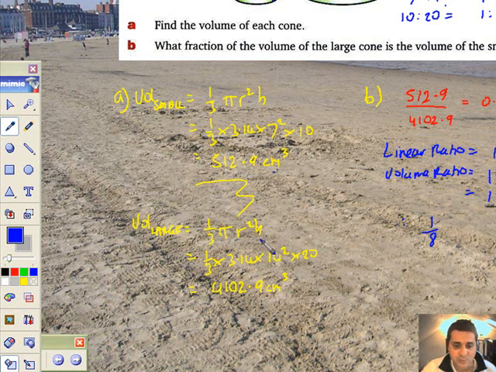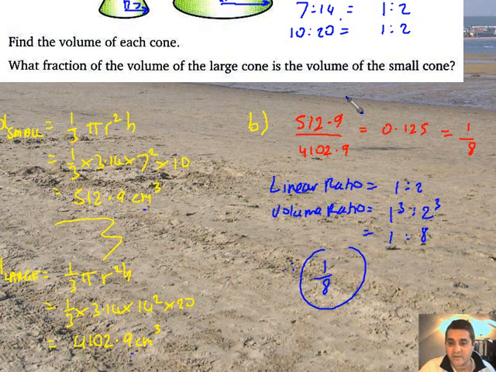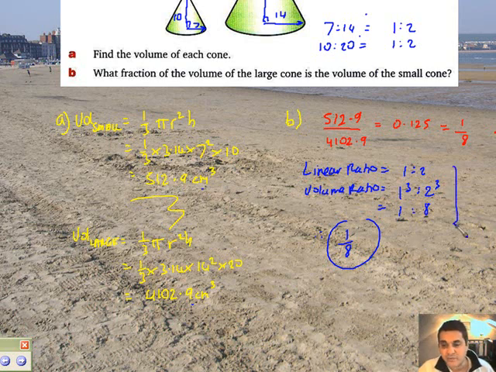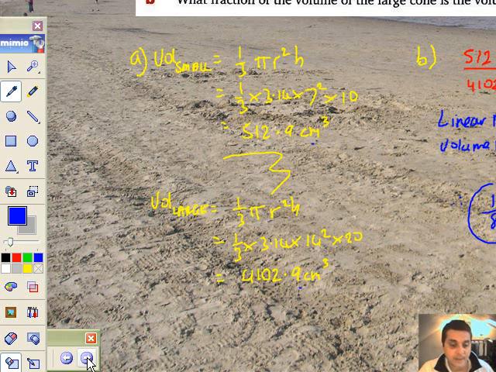So volume of small, volume of large, the fraction of small compared to the size of the large one. And of course we could have just divided two numbers anyway. Volume of small divided by volume of large equals 1/8, but I've proved to you in a much neater, elegant way that it's the case anyway, just by looking at the ratios of the linear heights or the linear radii.